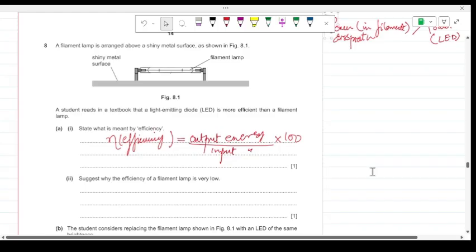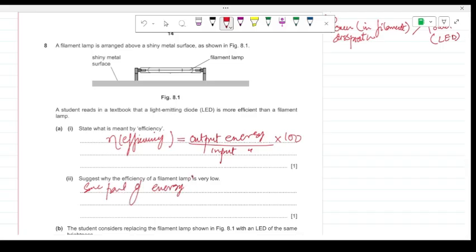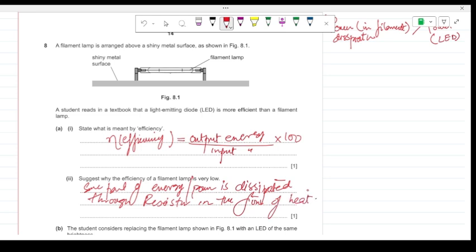This is why the efficiency of a filament lamp is low. So we know that in a filament lamp some part of the energy or power is dissipated in the form of heat through the resistor. So we have less output energy than the input, so its efficiency is low as compared to a light emitting diode.